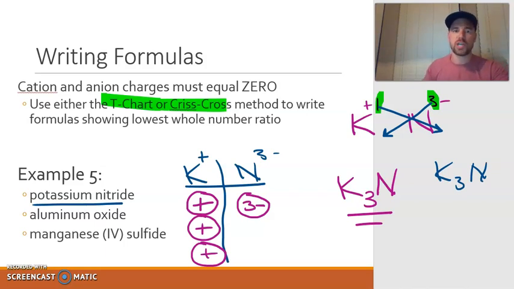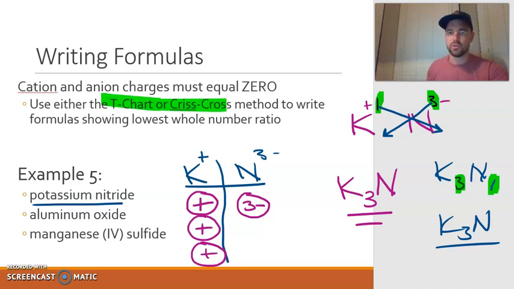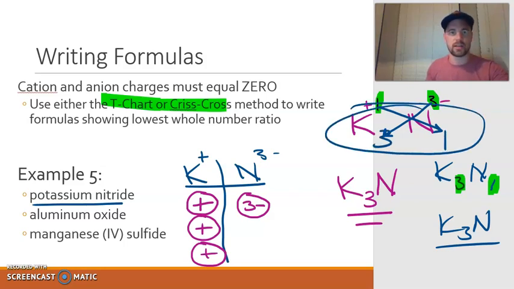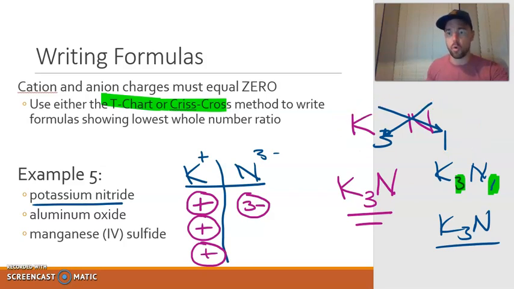The only thing you have to watch out for if you do the crisscross method is you have to look at your chart or your subscripts. If they can be reduced, you have to reduce them. 3 and 1 cannot be reduced, and so K3N would be our answer. I do sometimes see students on an exam, they'll do this, and then they'll leave that as their answer. Your answer needs to not include the charges. Either erase them or just rewrite it down below in another spot. We're going to continue on with the other two examples in example 5 in the next video.